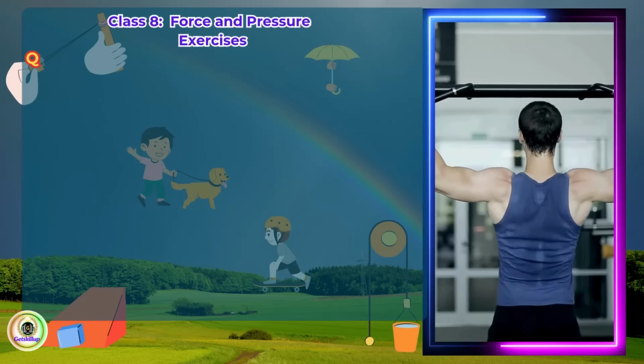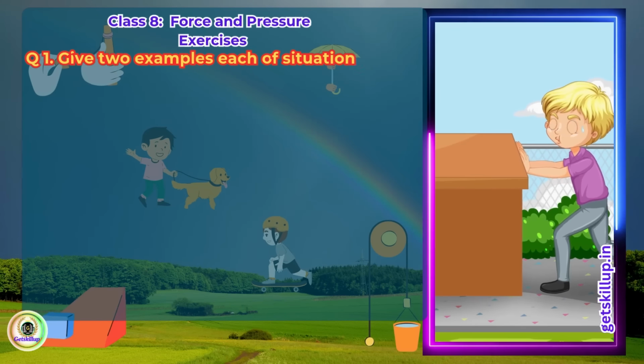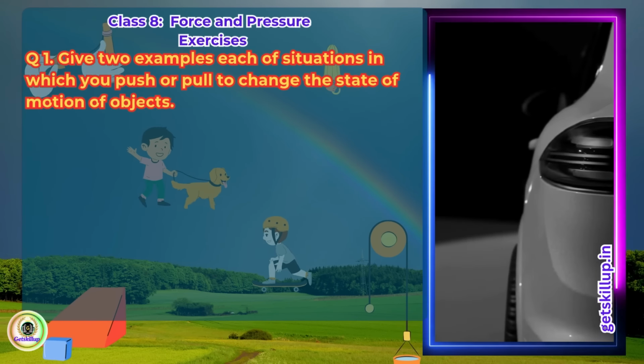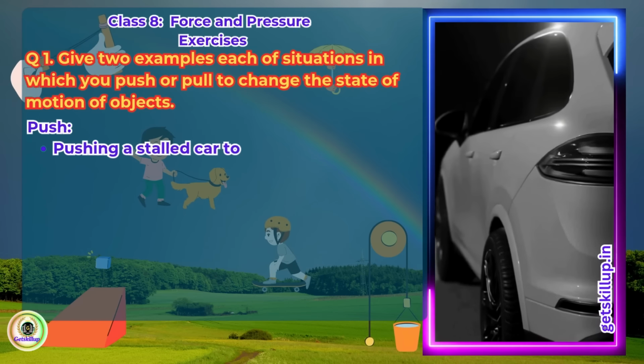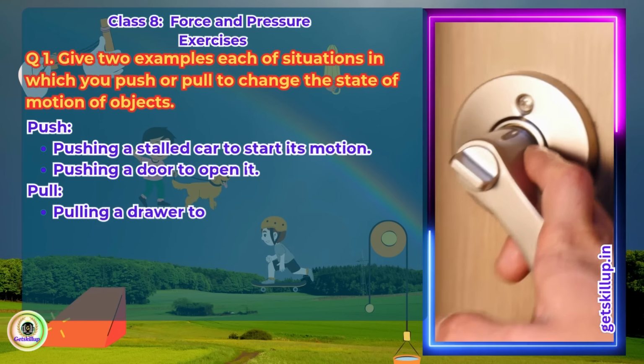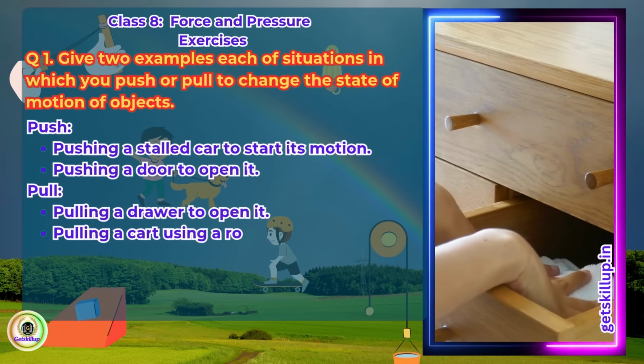Exercises. Question 1. Give 2 examples each of situations in which you push or pull to change the state of motion of an object. Answer. Push. Pushing a stalled car to start its motion. Pushing a door to open it. Pull. Pulling a drawer to open it. Pulling a cart using a rope.